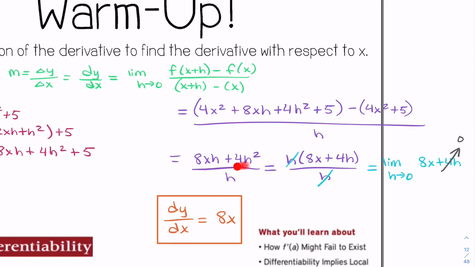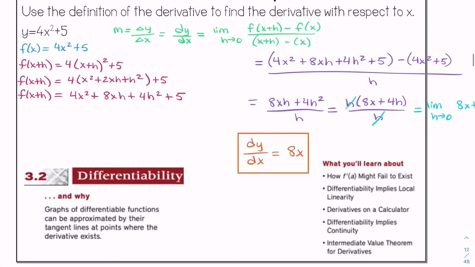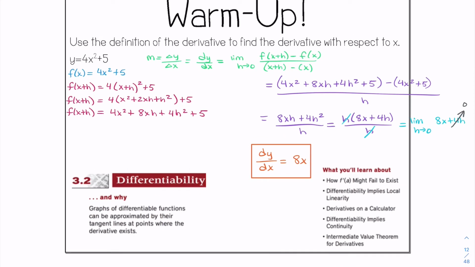Then I'll factor out an h, and I get 8x plus 4h, and my h's go away. And now I'm able to take the limit. Now that I'm not dividing by 0, I have 8x plus 4h. I can take the limit as h approaches 0, and I get that the derivative, using my definition, is 8x. So today we're talking about differentiability, but specifically where it might fail to exist.